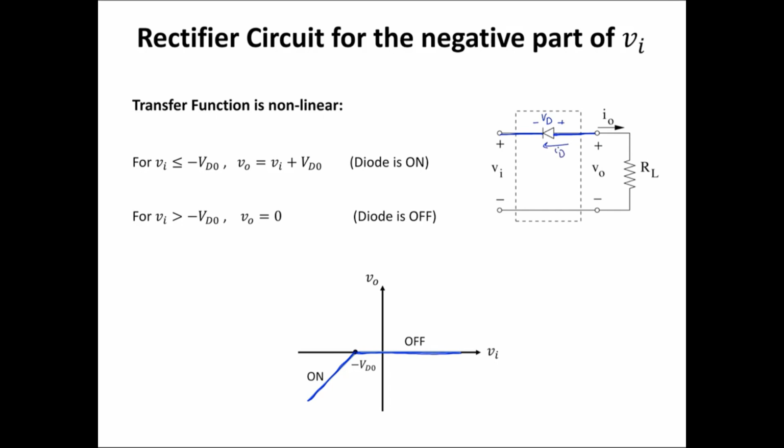I can label the voltage across the diode as VD, and this is the current that flows through the diode. So when the diode is on, ID is greater than or equal to 0 and VD is equal to VD0.